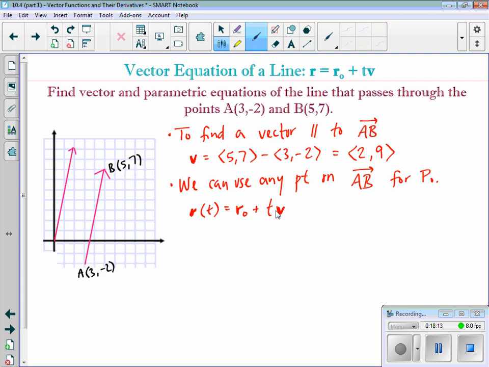T is my variable, so I'm going to leave T as T. And then for R naught, that's like this part here. You can use any point for that initial point that's on this vector. So most of the time people just use the initial point down here, but really you could pick any point on there and it would be correct. So our initial point we're going to use, just to keep it nice and simple, is 3, negative 2. And for our V, we're putting 2, 9 in that spot.